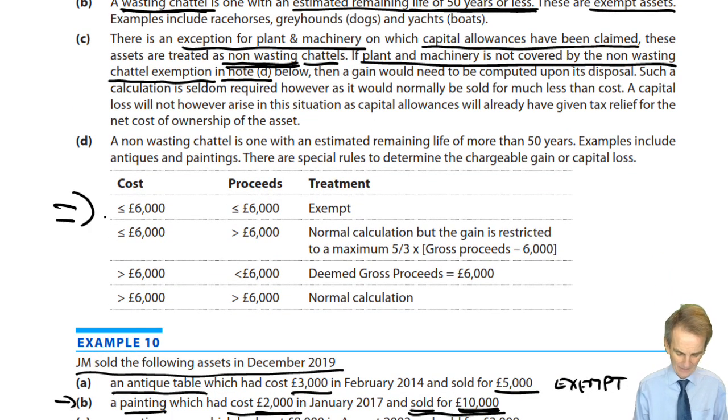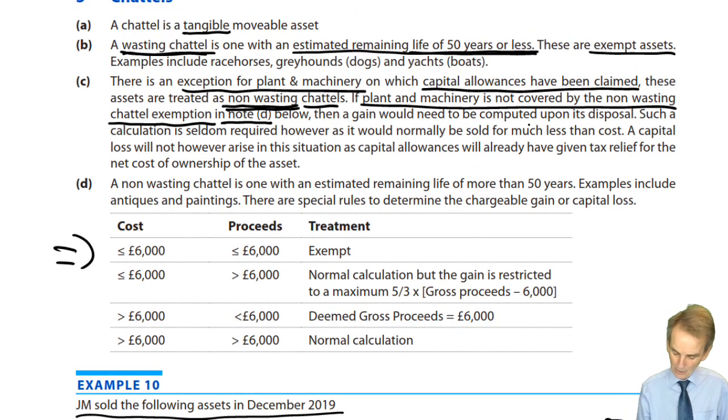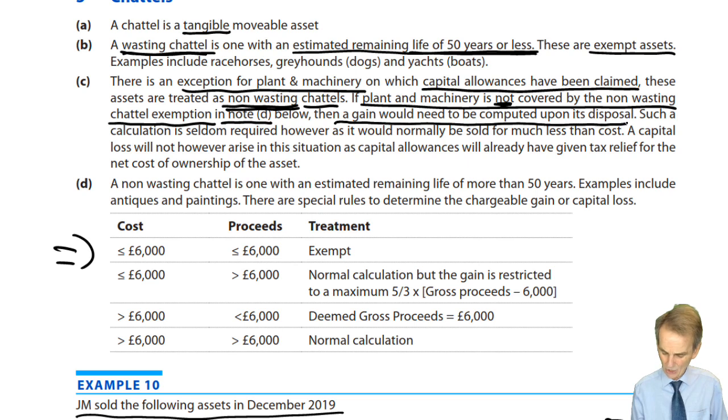So, if plant and machinery is not covered by the non-wasting chattel exemption in Note D below, remind ourselves what that was. If you bought an item of plant for 3,000 and sold it for 5,000, each of those figures is less than the 6,000 chattel exemption limit, so that would make it exempt. More likely, I buy it for 5, it's now worth 3. That is exempt. So if the figures of cost and proceeds again are less than 6,000, the chattel exemption rule applies. So if plant is not covered by the non-wasting chattel exemption, then a gain would in fact need to be computed upon its disposal.